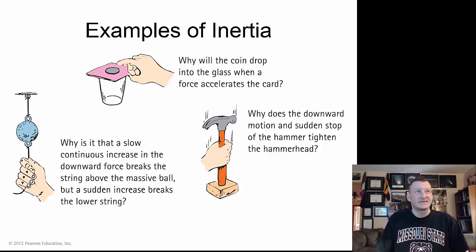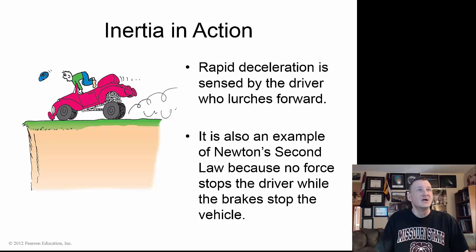So here are some examples of inertia. Why will the coin drop into the glass when a force accelerates the card? Or why does the downward motion and sudden stop of the hammer tighten the hammerhead? Inertia in action talks about the rapid deceleration sensed by a driver who lurches forward. It's also an example of Newton's second law, which we'll get to in a minute, because no force stops the driver while the brakes stop the vehicle. If you've ever ridden a bus or a metro train or subway, you know what this means.